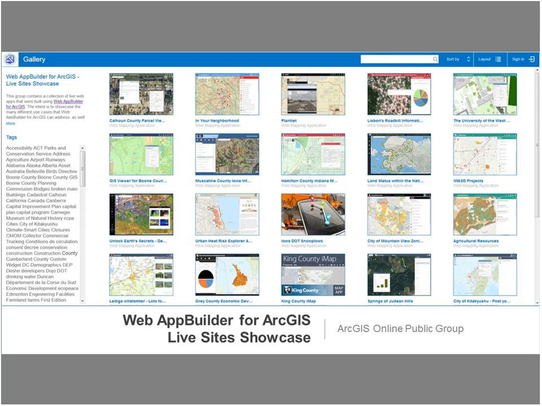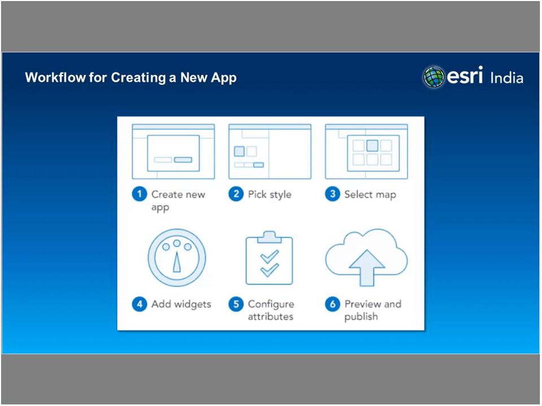When we talk about web apps, there are lots of live sites and lots of templates available. A person can directly pull down those templates, start using them from scratch, and just view them. If I talk about how to create a web app, there is a specific workflow, and we will show that to you as well. We create a new app, pick the styles, select the maps, add the widgets, configure the attributes, and then the application is ready to be showcased.